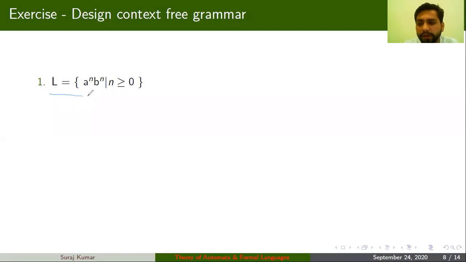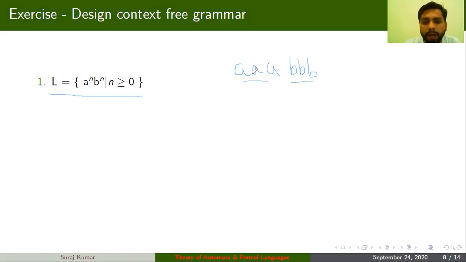So L is equal to a to the power n, b to the power n, where n is greater than or equal to 0. If you see an example of this language, let's say triple A and triple B. So here I have three A's and three B's. If you put n is equal to 3, you will get the same string.